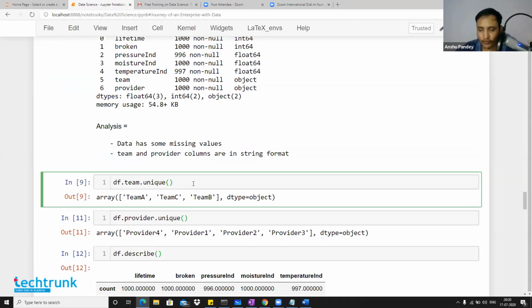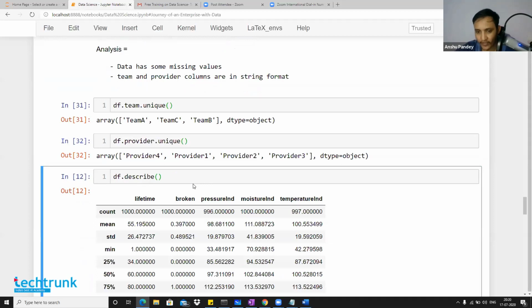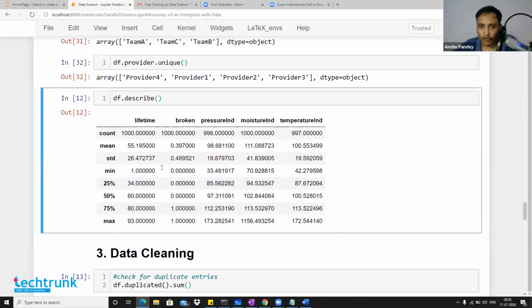We then further looked into the unique values of team and provider, identified what are the unique values or categories that it has. We also identified that the data type was object, but it doesn't contain any string which might represent a missing value. We looked at the df.describe to look at the statistical summary. We identified that there's a huge difference in 75 percentile and the maximum value of the data, right? This huge difference shows that the data has some outliers possibly. This particular column, moisture, has some outliers.